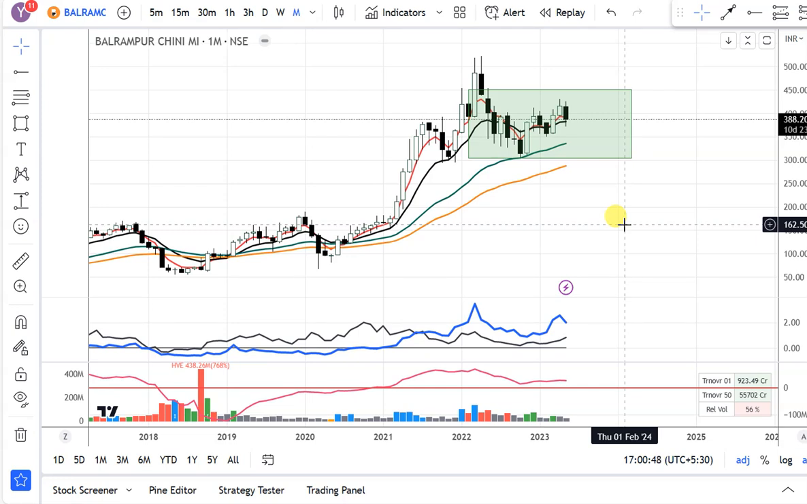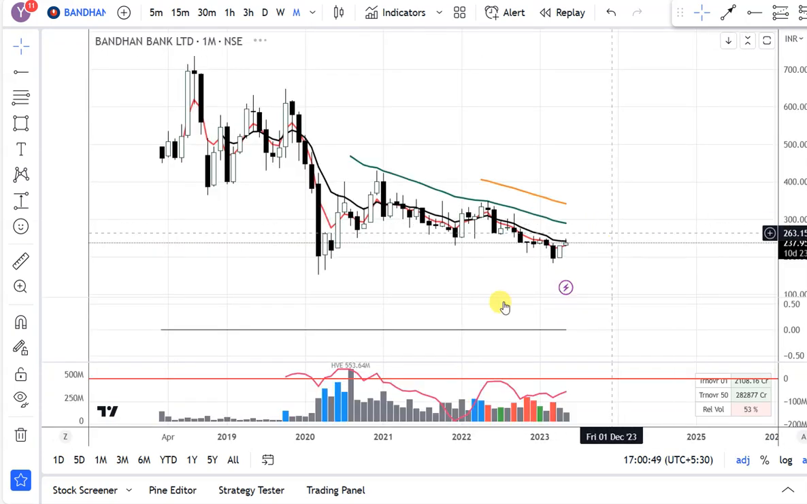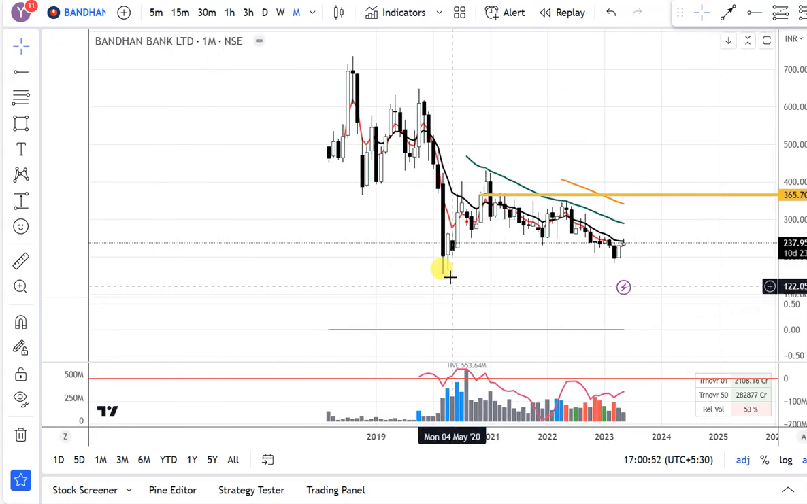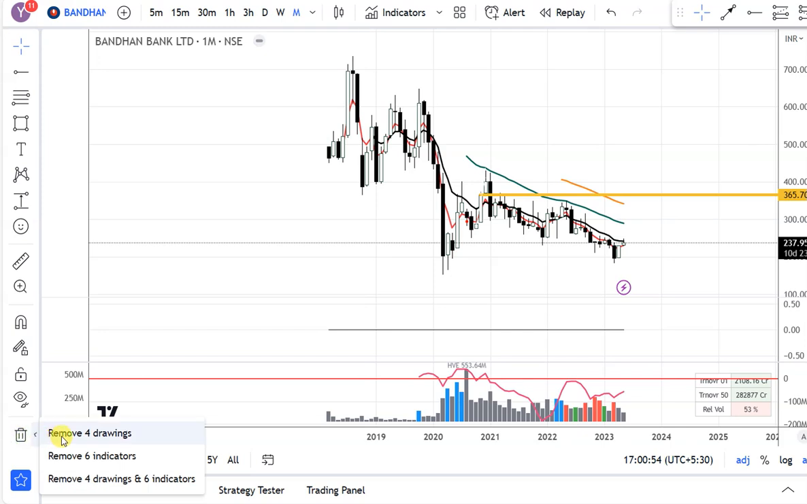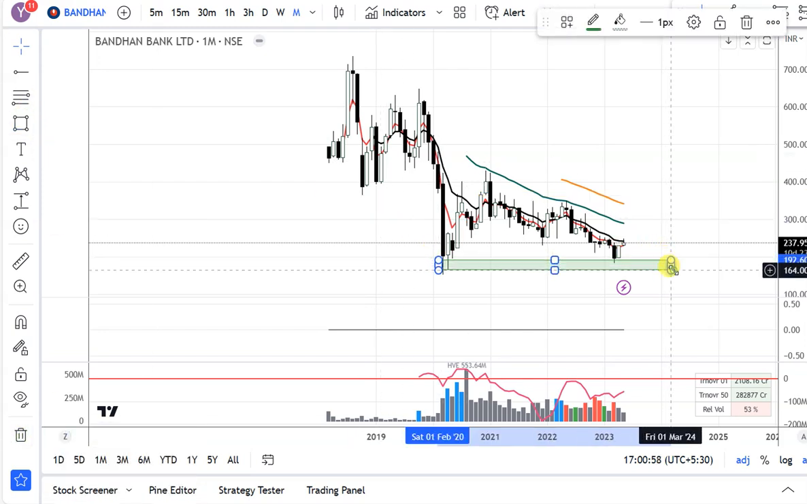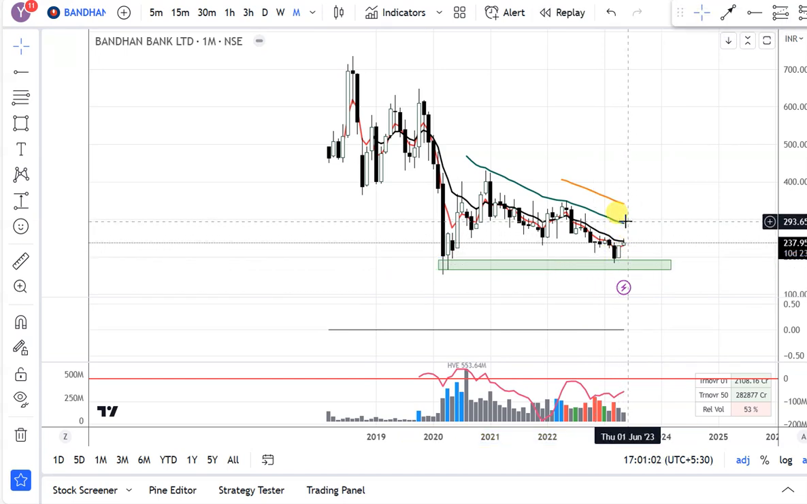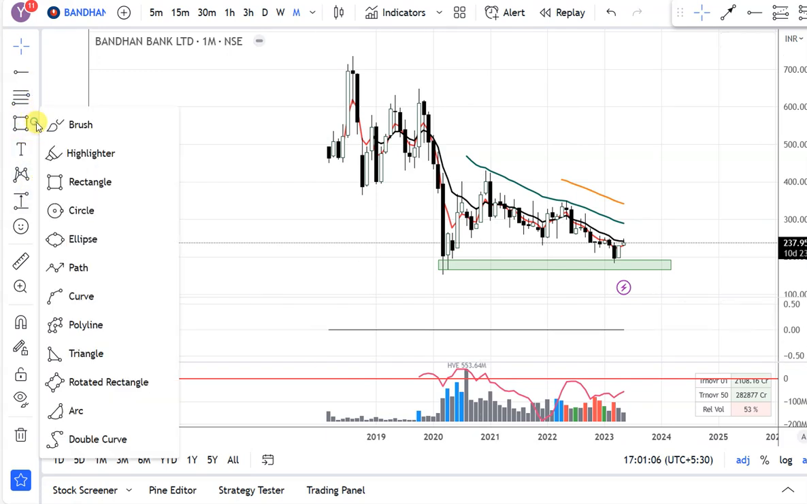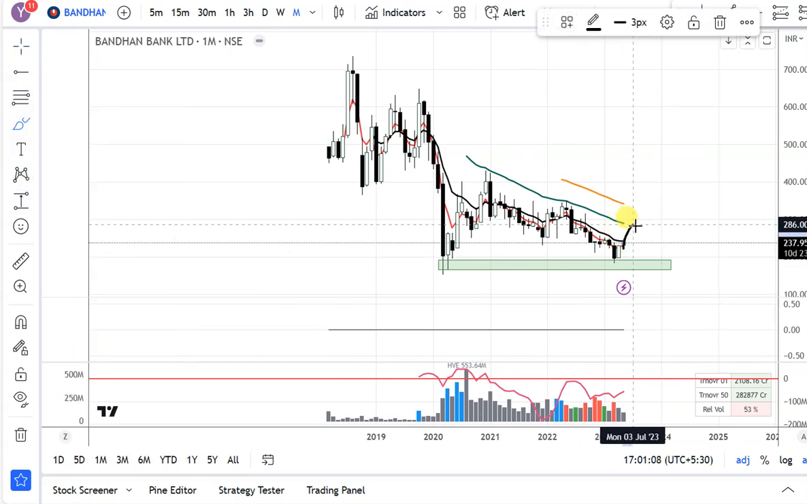Bandhan Bank, I don't have to say much. It is just right now doing this double bottom, but I don't see any major bottom buying happening. So if we get trapped in such kind of trading, it may go a little bit up and then it may just duck and even fall further.